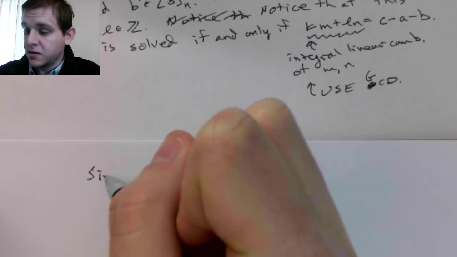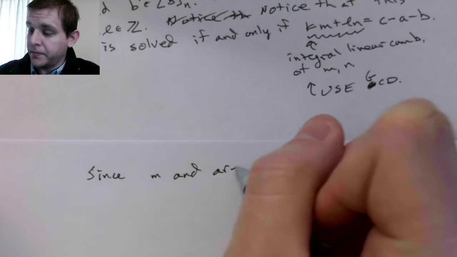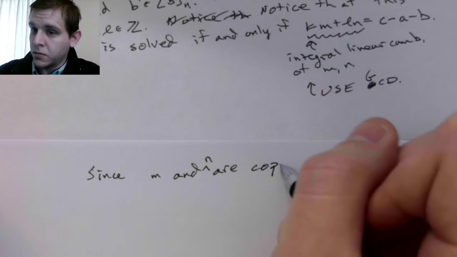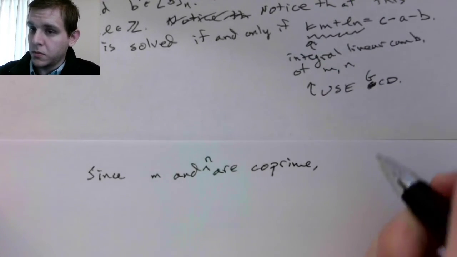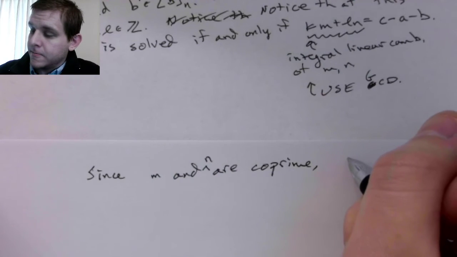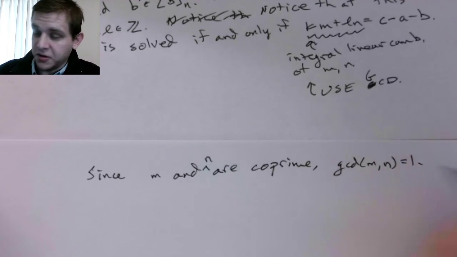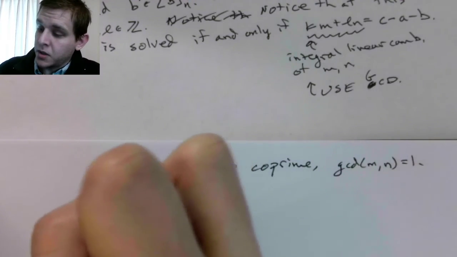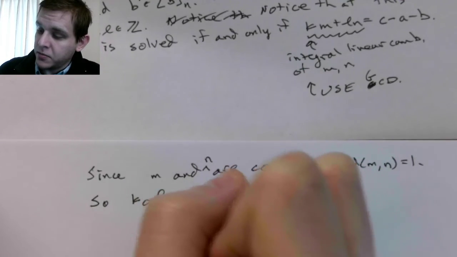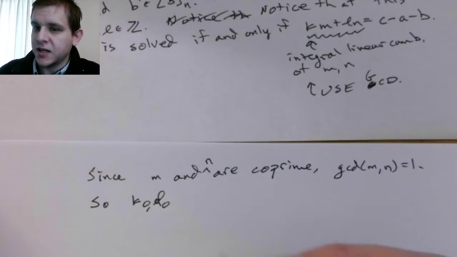So since M and N are coprime, the GCD of M and N is 1. This is just the definition of coprime. So I can find specific numbers K naught and L naught, and I'm calling them K naught and L naught now because I can solve this equation when the right-hand side is equal to 1.